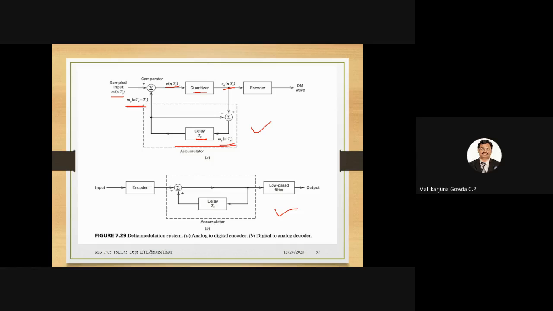Then the output of this quantizer will be encoded as either 0 or 1, depending upon whether it is plus delta or minus delta. If it is plus delta, we denote it by 1, and if it is minus delta, it will be denoted by 0. Hope this is clear.